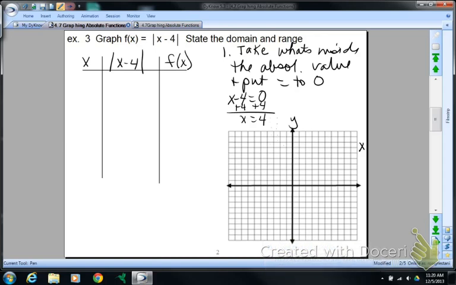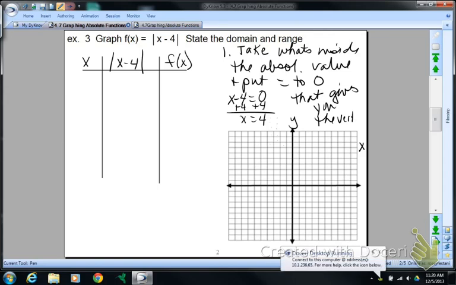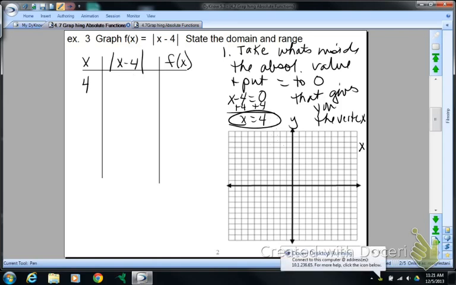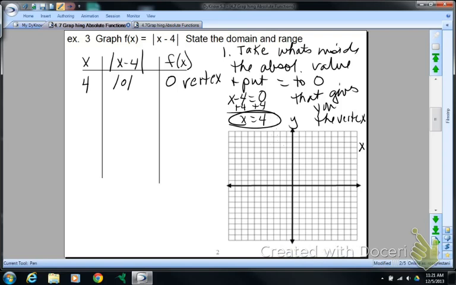That is going to give me the x value of your vertex. Write that down, that gives you the vertex. So we're going to give x 0. When we give x 0, that's 0 minus 4, which is a negative 4, and absolute value of negative 4 is 4. Oh, I'm sorry, I have this backwards. I should have put 4 right here for x, not 0. And 4 minus 4 is 0, and absolute value of 0 is 0. That is your vertex. So you want to find the vertex first. I hope I didn't confuse anybody by accidentally putting an x for 0. Does everybody understand what I did? So that's the point 4, 0. So plot that point.